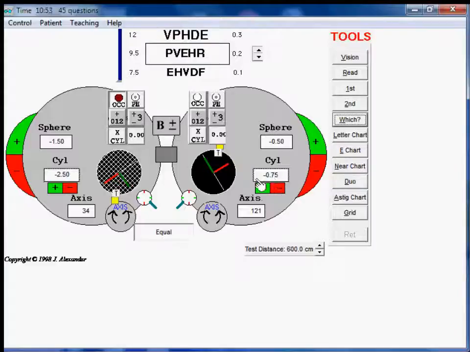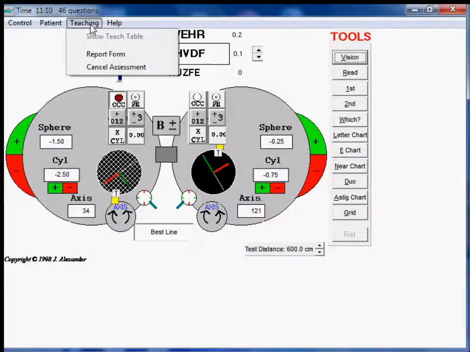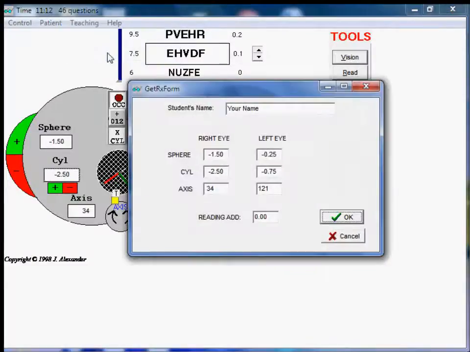Okay, so with a -0.75, we need to add 0.25 sphere. So we add that. Now we check vision again, and it should be pretty good. Now we've finished with both eyes. So we go to teaching, report form, click OK.